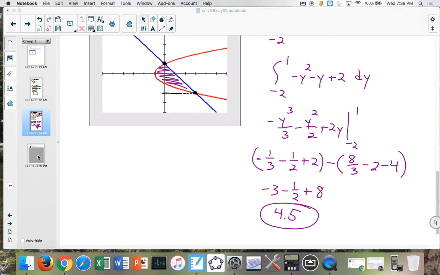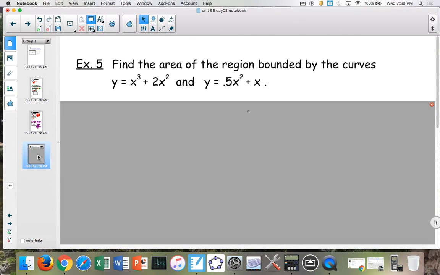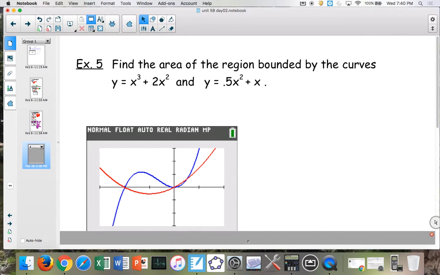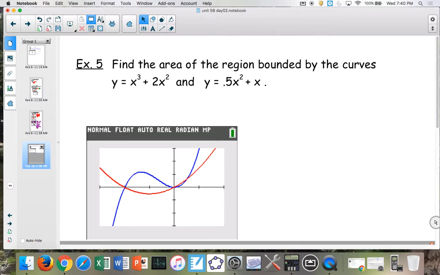Okay, last problem. Find the area bounded by the region with the curves y equals x cubed plus 2x squared and y equals 0.5x squared plus x. Here's our picture. So we're going to need that area, and then this tiny little area inside there, which means we're going to need our intersection points of our graphs.